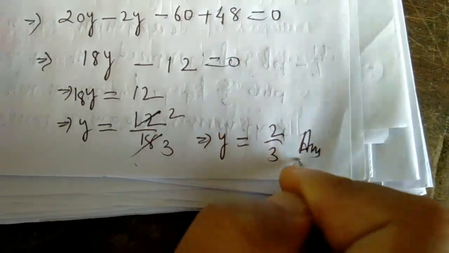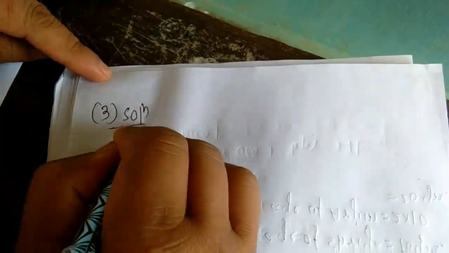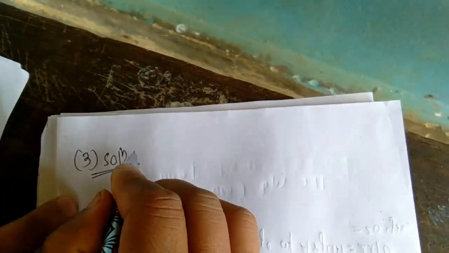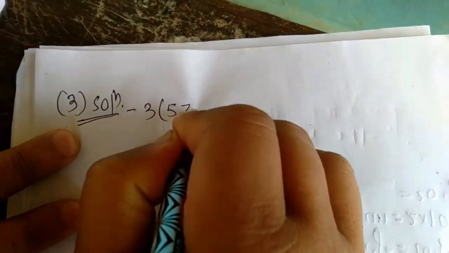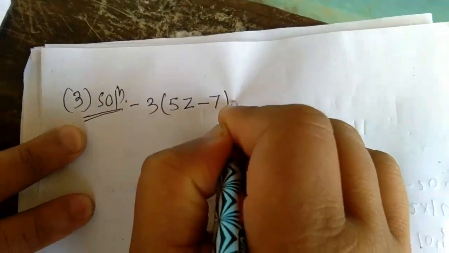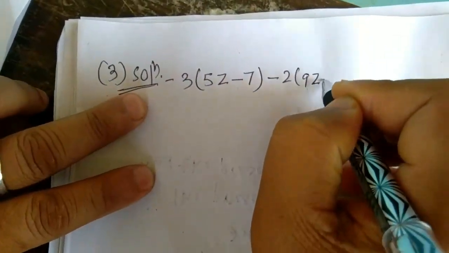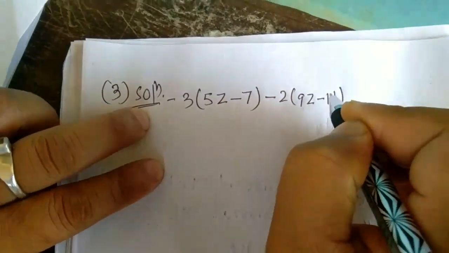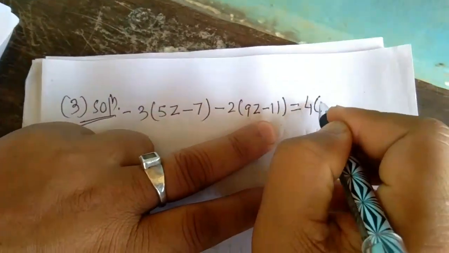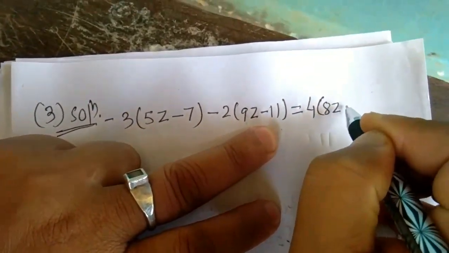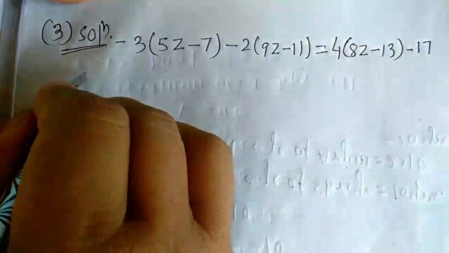This is the answer. Okay. Now solution to question number 3. Question number 3 is like this: 3(5z − 7) − 2(9z − 11) = 4(8z − 13) − 17. Okay, this is the question, same as before.